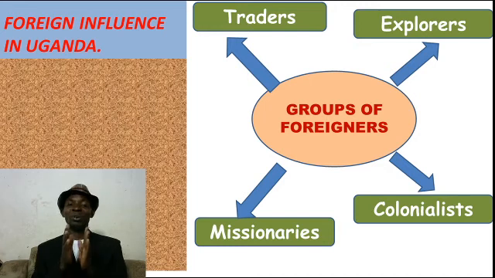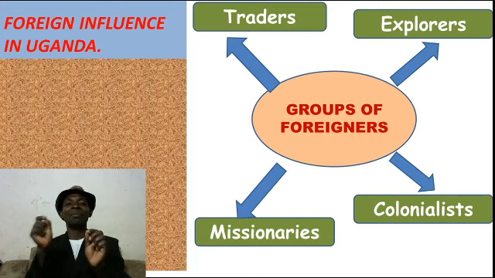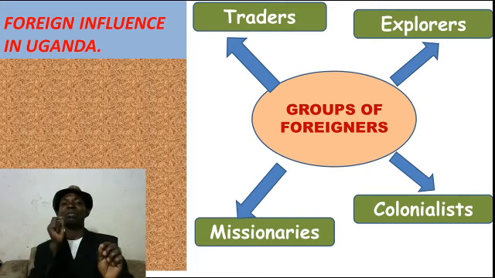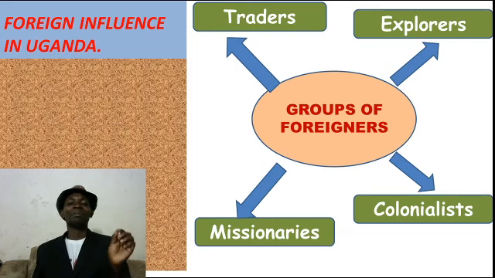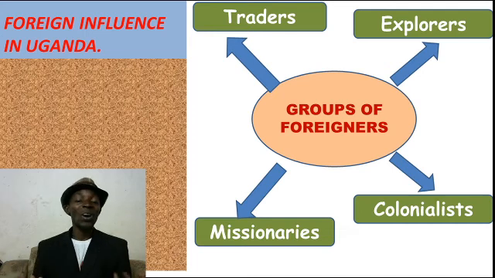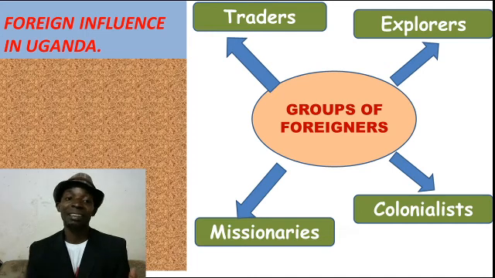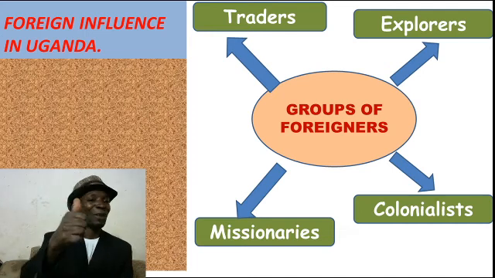Another name is administrators. If you want to know these foreigners in their correct order, use the word TEMA. T stands for traders, E stands for explorers, M stands for missionaries, and A stands for administrators. Hope you're moving with me.